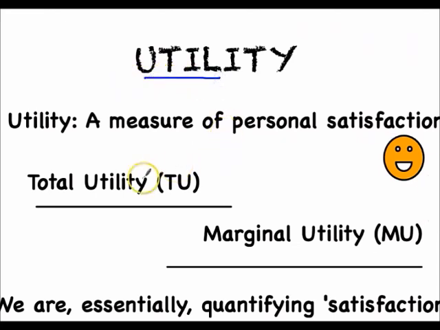Okay. There are 2 kinds of utility measurements we'll look at: total utility and marginal utility. And what we're going to essentially be doing is quantifying satisfaction. Personally, I don't care much for this unit because, I mean, how do you put numerical value units on satisfaction, an abstract idea of satisfaction? However, that's exactly what we're going to do. So let us see how this is done.